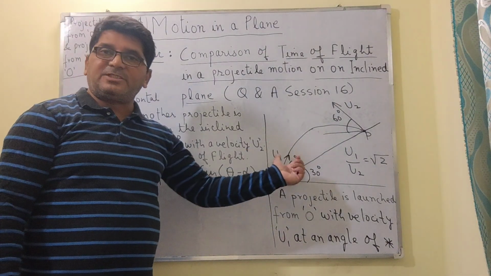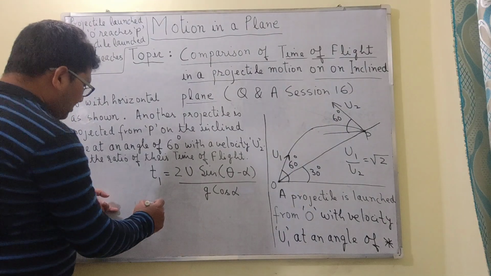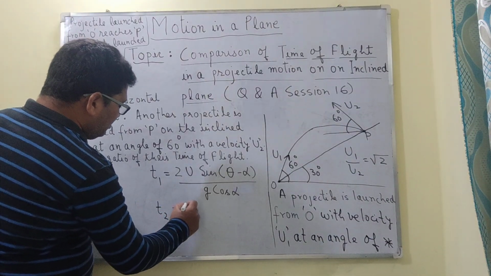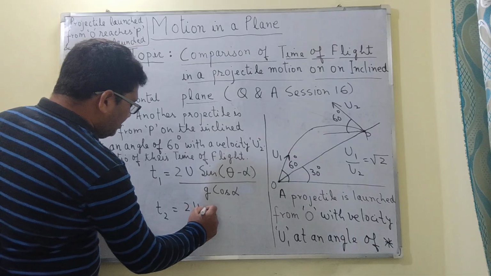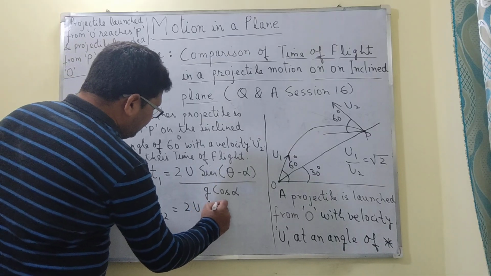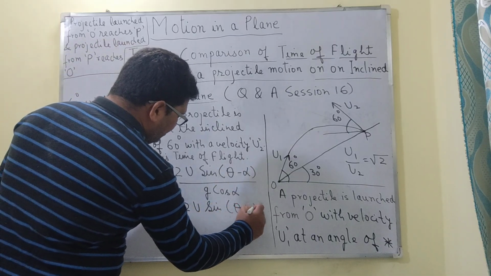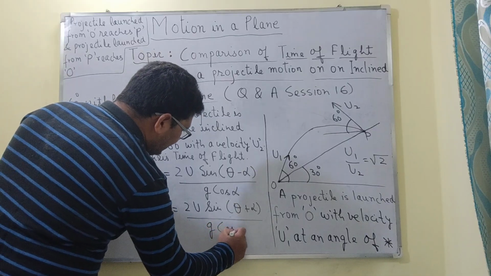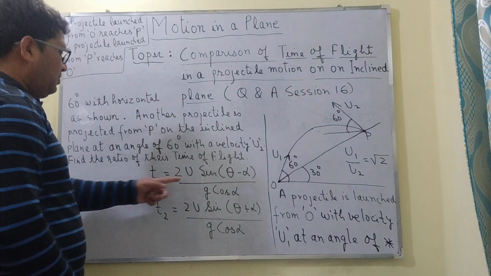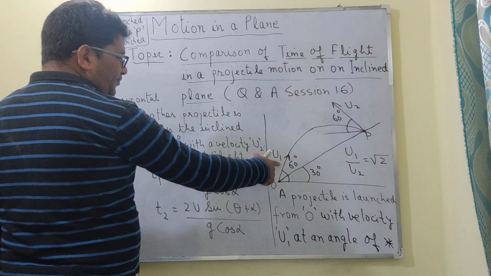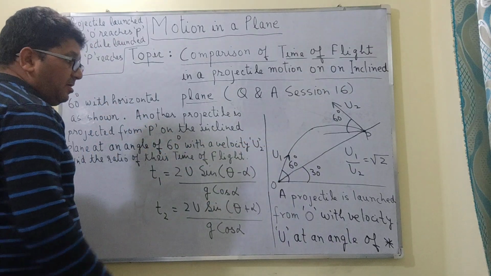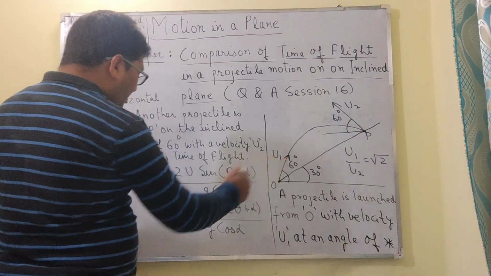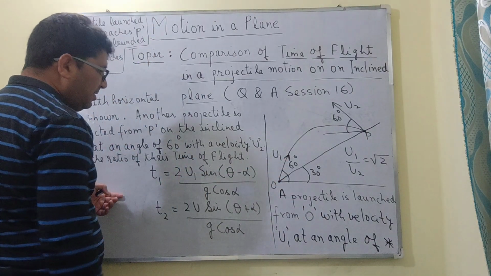And for the projectile motion down the inclined plane, let us say the time of flight is t2, so this will be equal to 2u sin(theta plus alpha) divided by g cos alpha. Now here u is the velocity with which the projectile is projected, so for the projectile projected from this point O, u will be equal to u1.